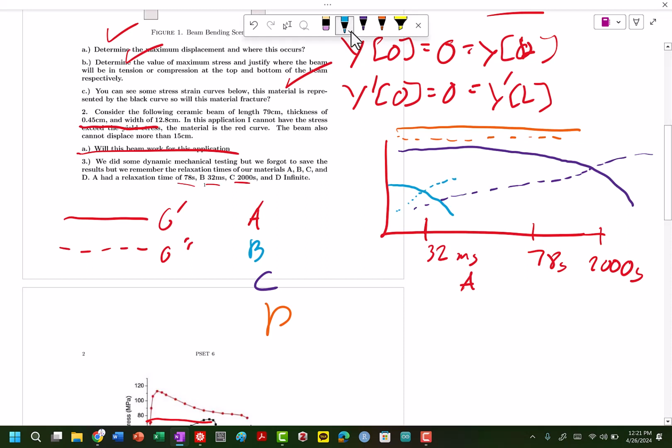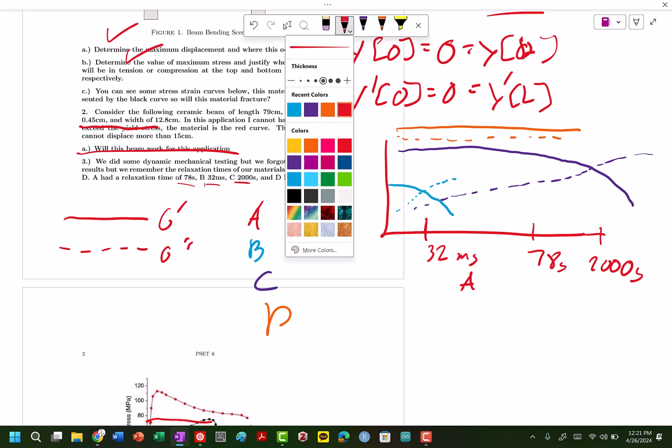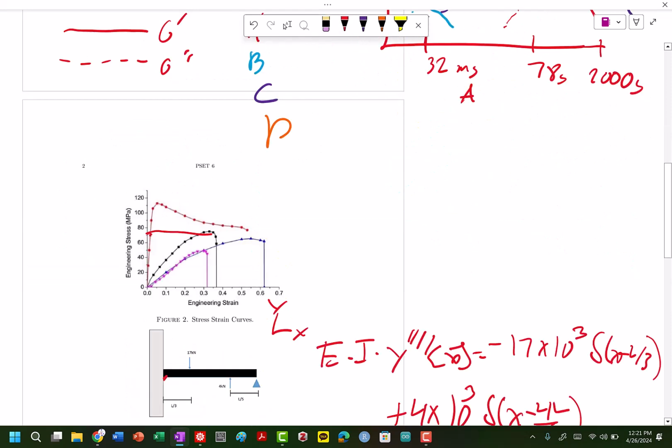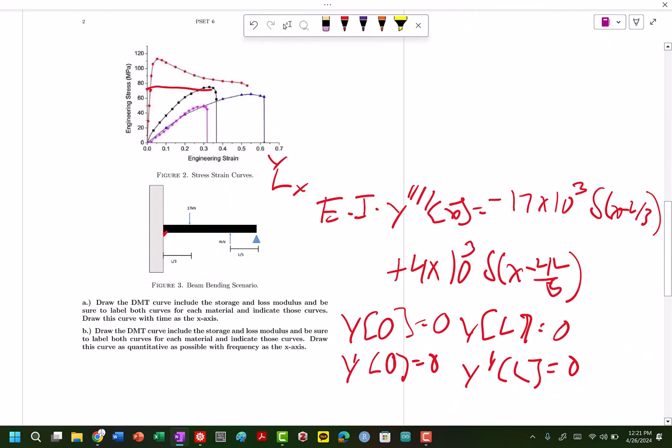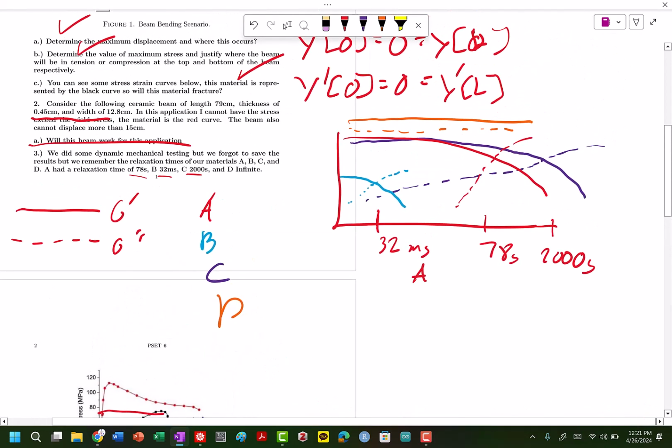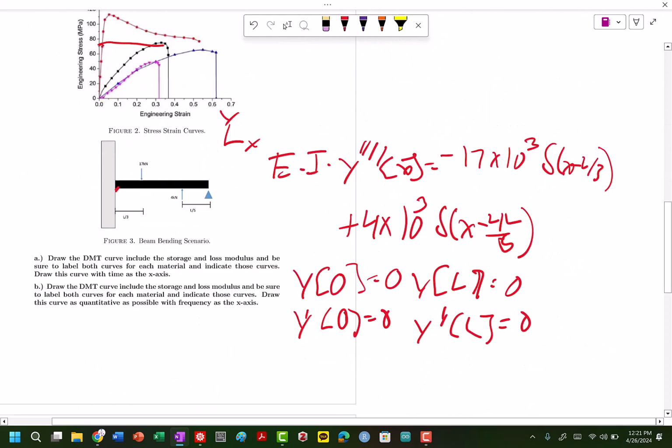And then let's go to our red, the same thing here. So we're going to look like this, and then the red's going to look like this here. Fantastic. All right, what does the problem say now? Draw the DMA curve, be sure to label with frequency. So if this was time, and this is the frequency axis, we would have very, very high frequencies here and low frequencies on this side. And you can just do the inverse.